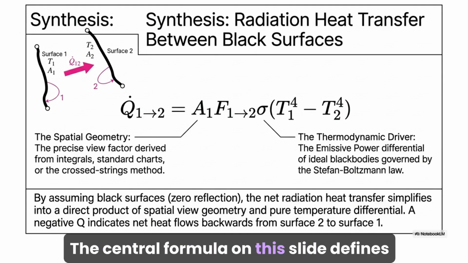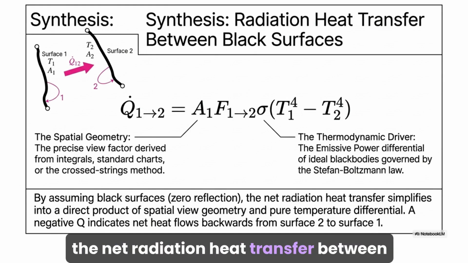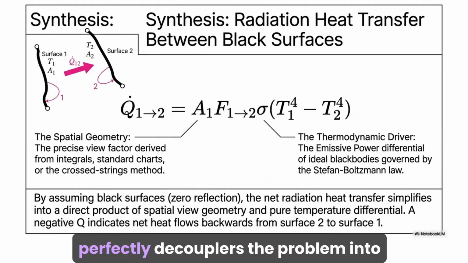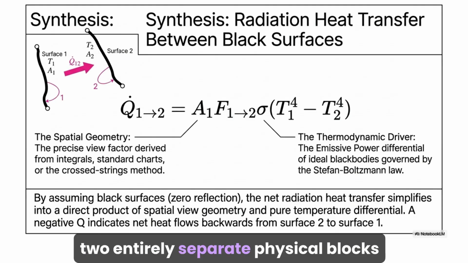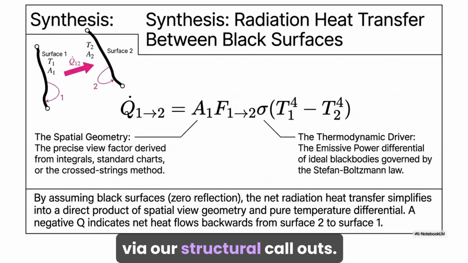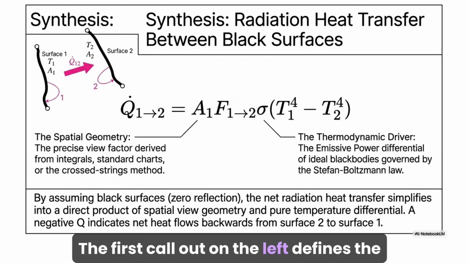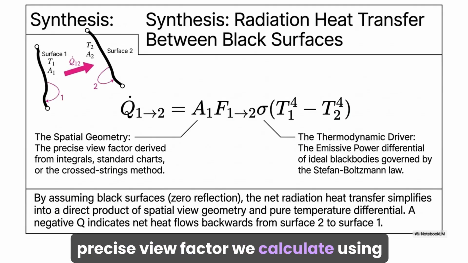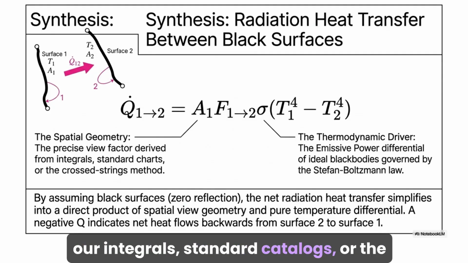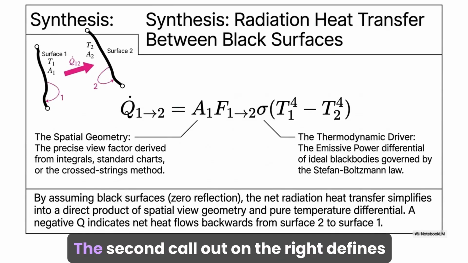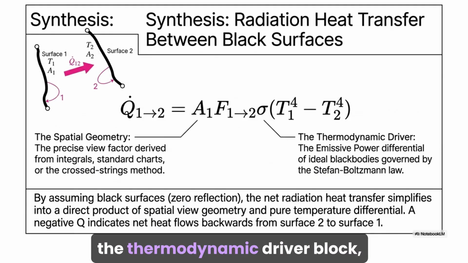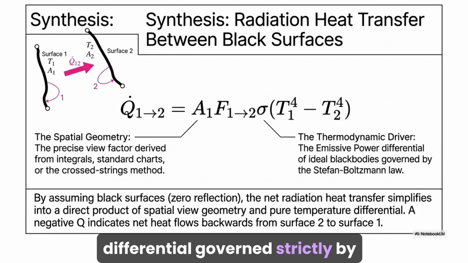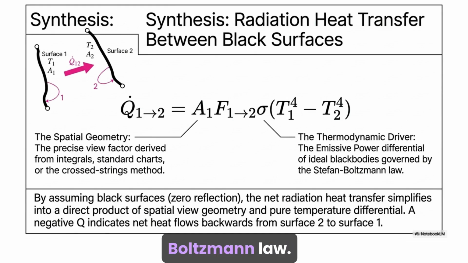The central formula on this slide defines the net radiation heat transfer between two ideal black surfaces. Notice how this master expression perfectly decouples the problem into two entirely separate physical blocks via our structural callouts. The first callout on the left defines the spatial geometry block, which is the precise view factor we calculate using our integrals, standard catalogs, or the crossed strings method. The second callout on the right defines the thermodynamic driver block, representing the net emissive power differential governed strictly by absolute temperatures and the Stefan-Boltzmann law.